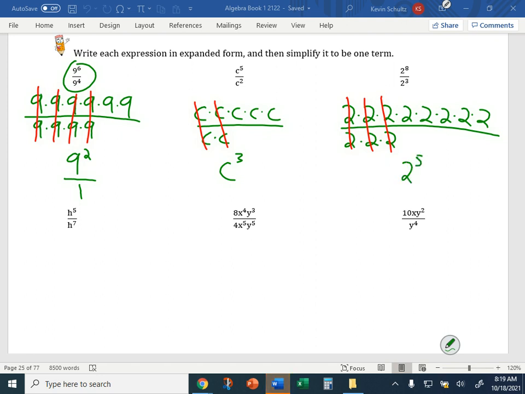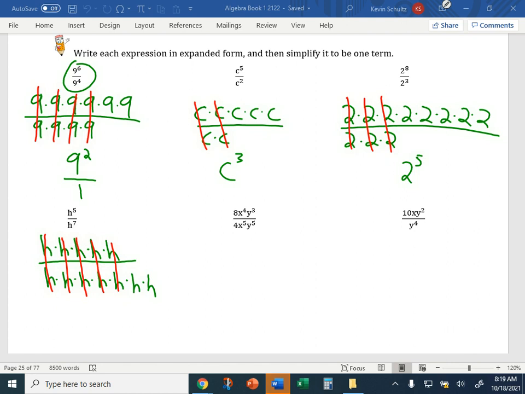Okay? Next one, h to the 5th over h to the 7th. So this is one where we've got more h's, more of our base in the denominator. Okay? So when we go to our canceling here, in expanded form, it's very easy to see where our leftover h's are. Okay? They're in the denominator.